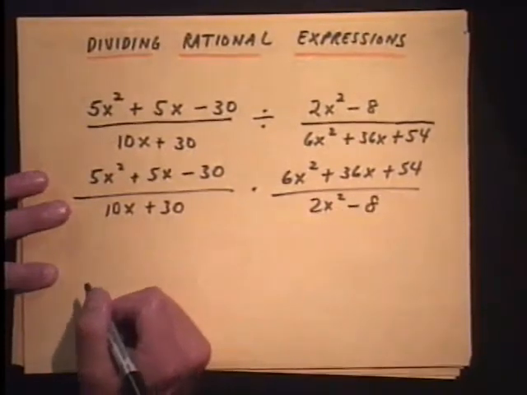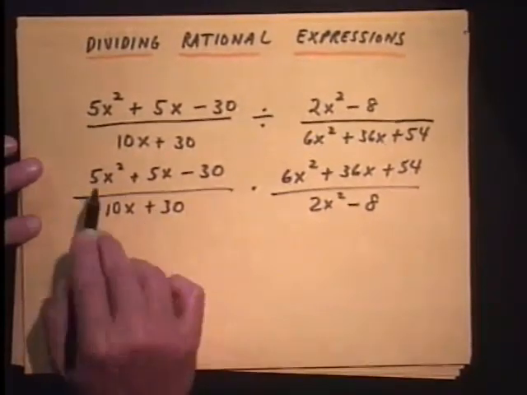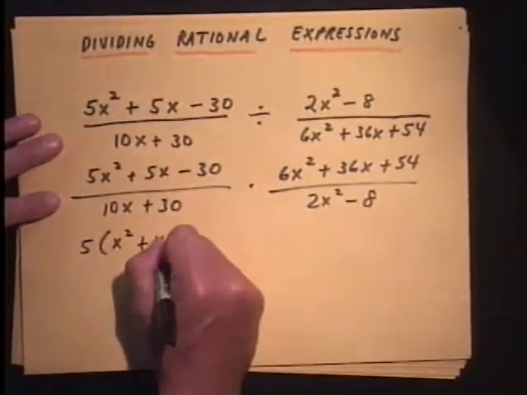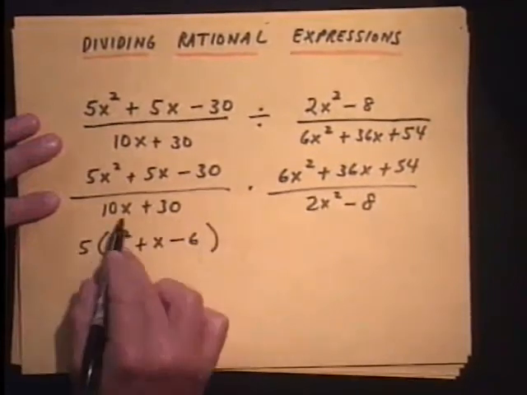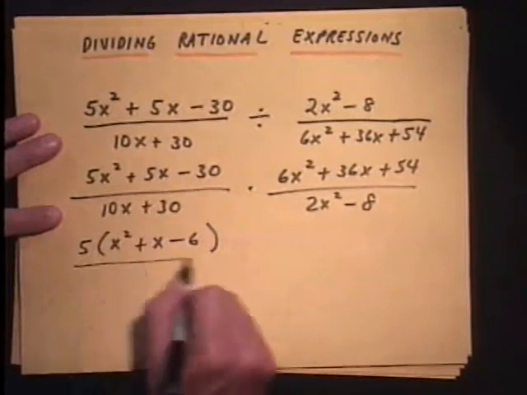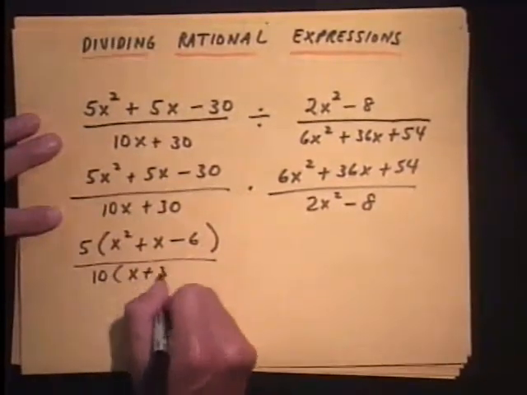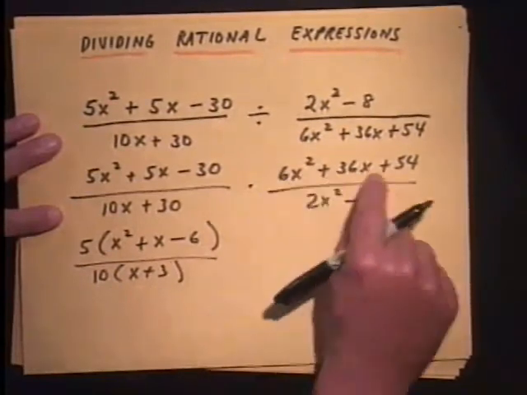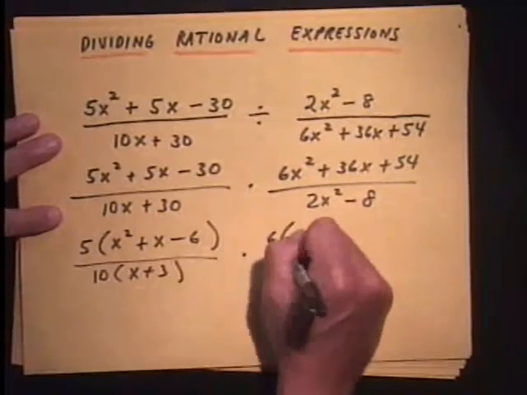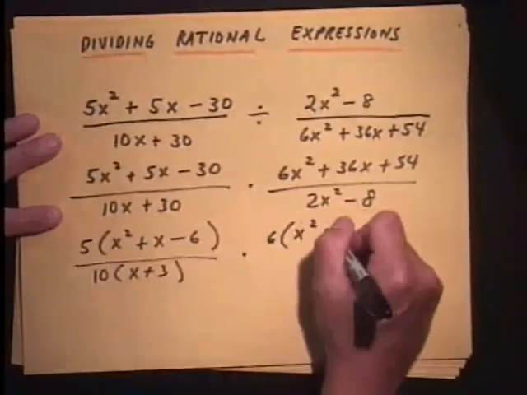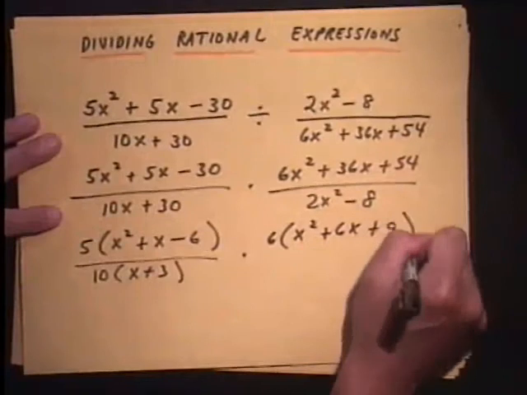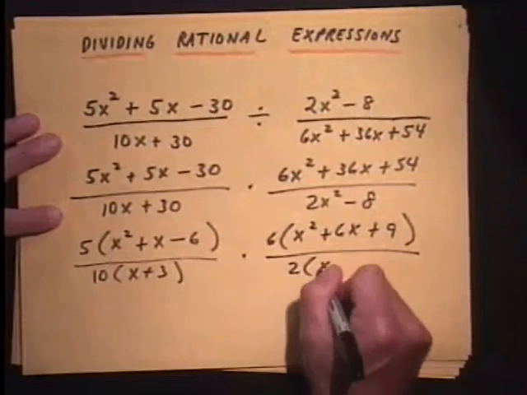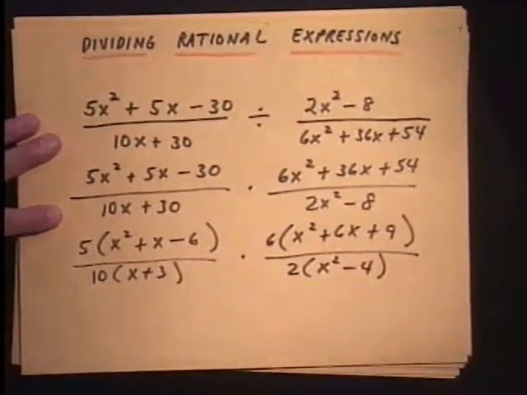Okay. Hope I have enough paper here. So when we keep going now, we can take a common 5 out of this first fraction's top, leaving us with x squared plus x minus 6. A common what in this binomial here? We could take a 10 out. So all kinds of good things happen in here. And that'll give us x plus 3. A common what out of here? You can take a 6 out. So this is about the worst case scenario on one of these. And you get x squared plus 6x plus 9 all over a common what here? 2, which gives us x squared minus 4.